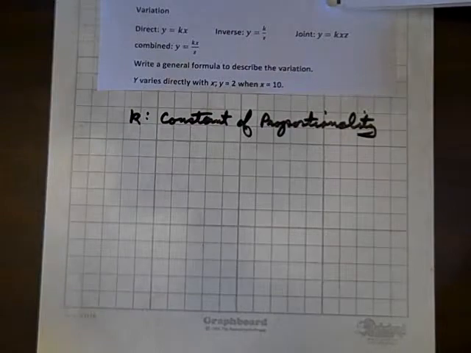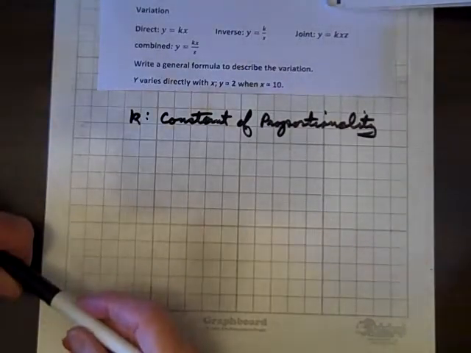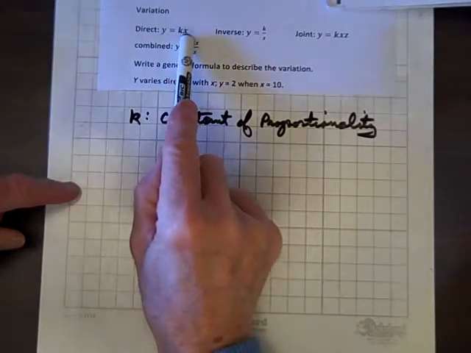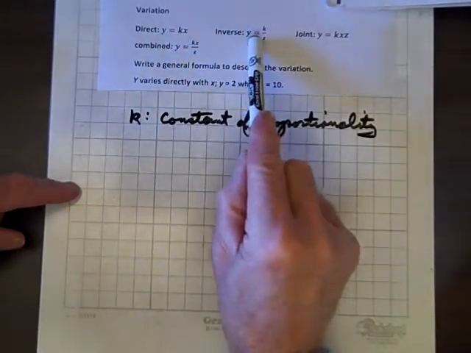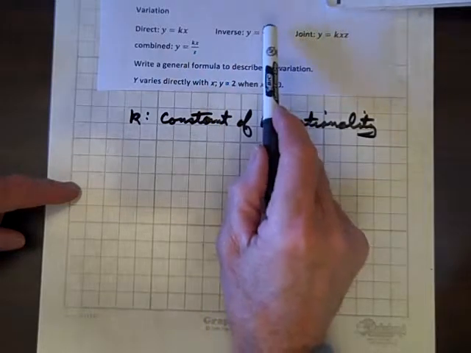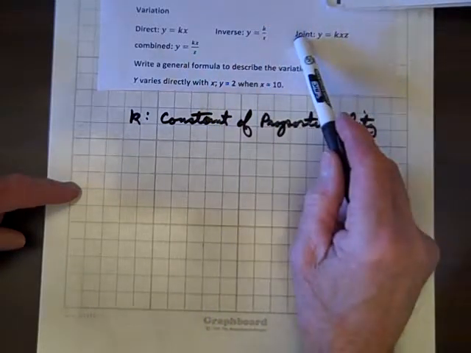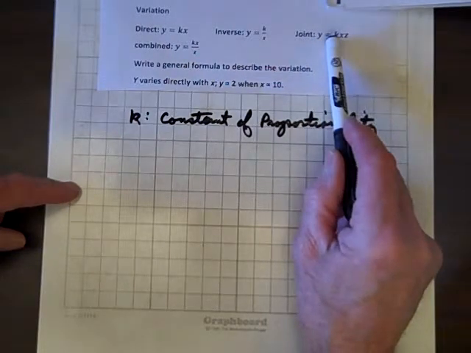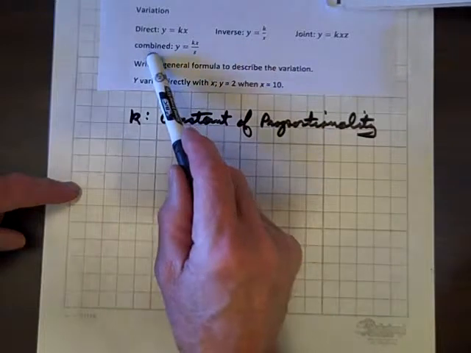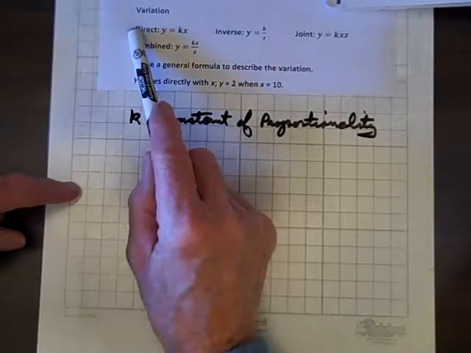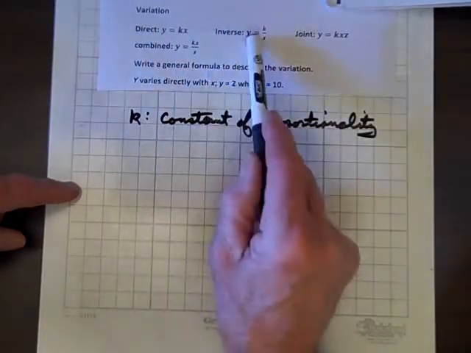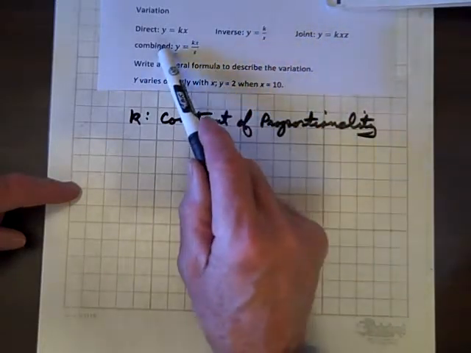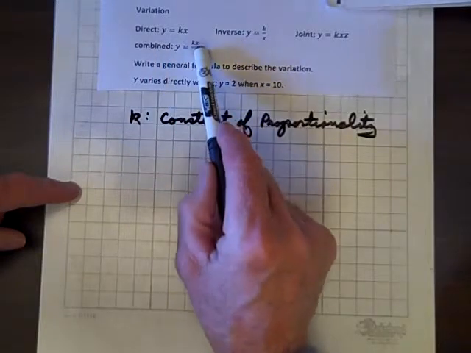Our topic today is variation, and there are several types. There's direct variation, which has the form y equals kx, inverse variation, which has the form y equals k over x, joint variation, which has the form y equals kxz, and combined variation, which is a combination of direct and inverse, or joint and inverse, and it has the form y equals kx over z.